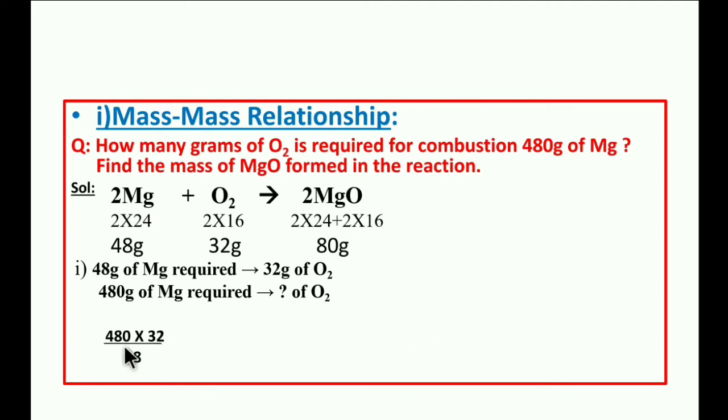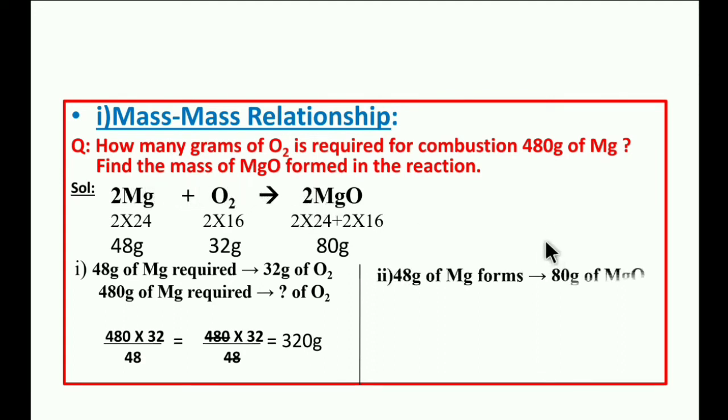So 48 cancels here to give 10, so that gives 320 grams. Understood? So for the burning of 480 grams of magnesium, 320 grams of oxygen is required. And the next problem is to find the mass of magnesium oxide in this case. Same interrelation: 48 grams of magnesium forms 80 grams of magnesium oxide.